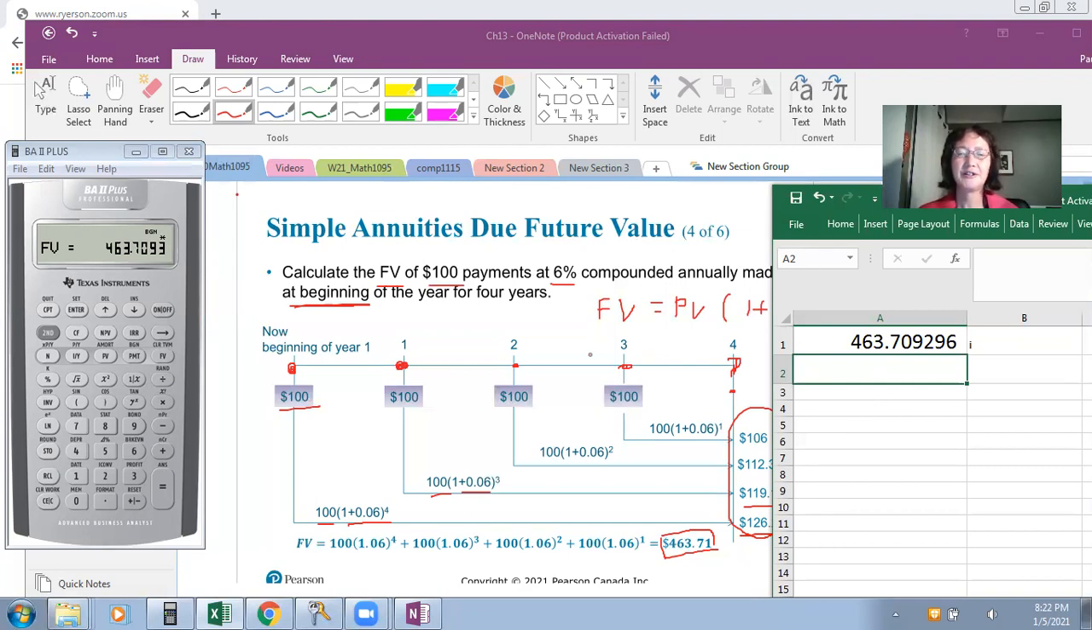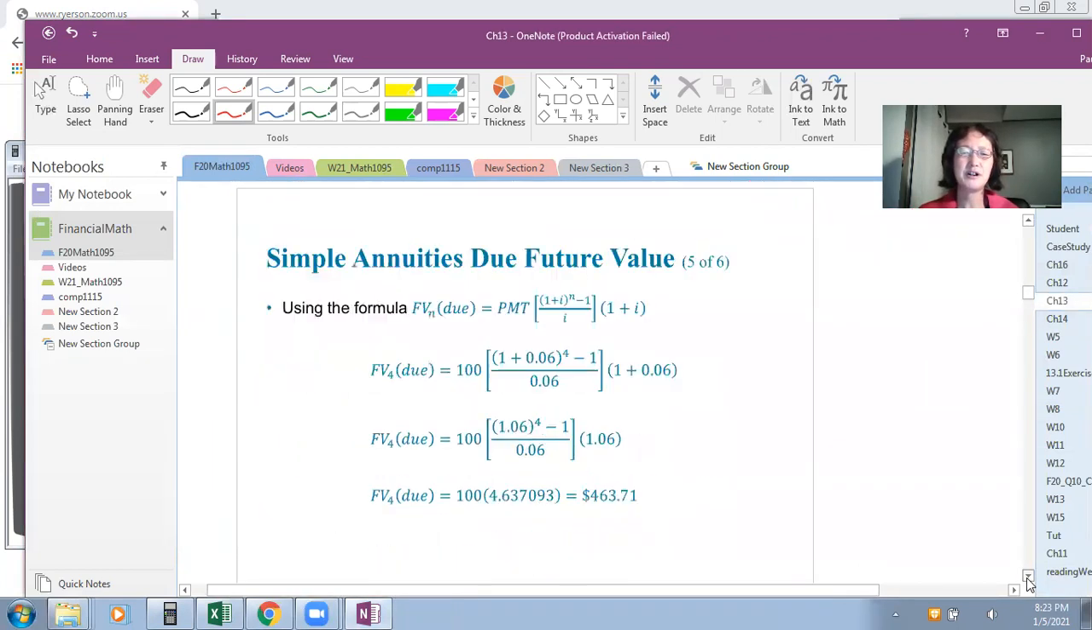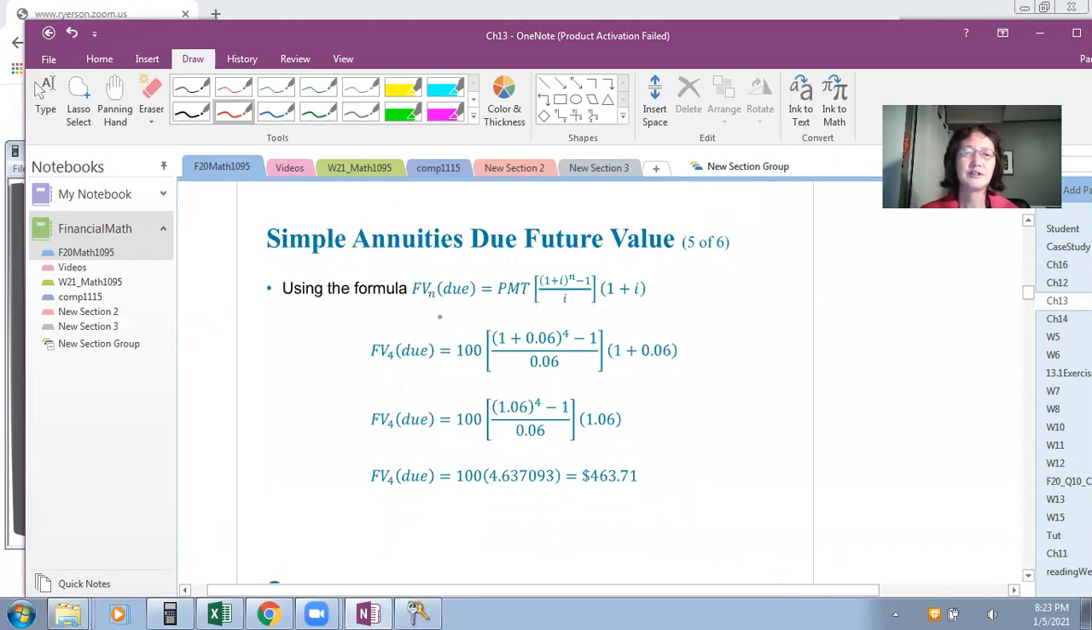So this is the Excel method. You can also use the formula. Remember, there's a formula for annuity due. This is the formula, the annuity due formula. I is 6% interest. N is 4. PMT is 100. And you figure out the final answer.